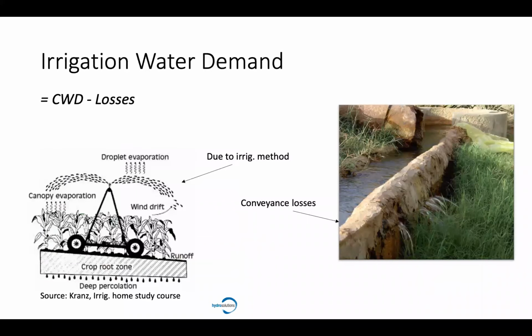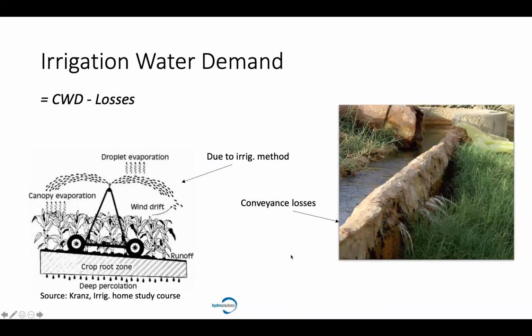Now I switch to this slide. The losses we take into account according to the irrigation water norm of Hebei Province. This is what is used in Guantao County as well. This is our focus region. The losses can be due to irrigation method, for example, evaporation from droplets or wind drift. And we also take into account conveyance losses.